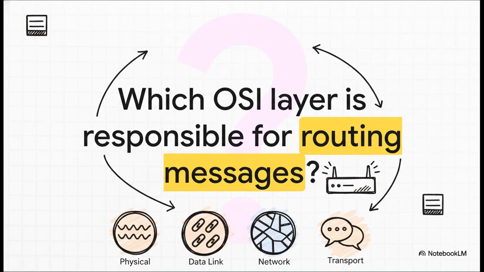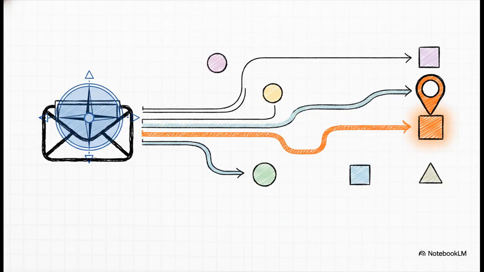Here's a question you might see on your exam. Think about it for a second. Which of these layers is the one in charge of finding the best road for your data to travel? Is it A, B, C, or D? And the answer is C, the network layer.